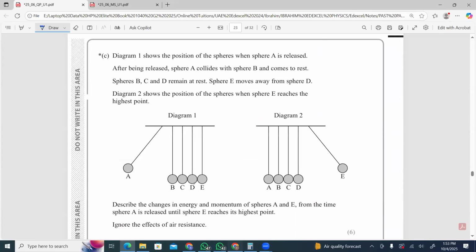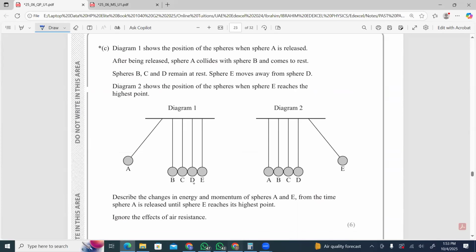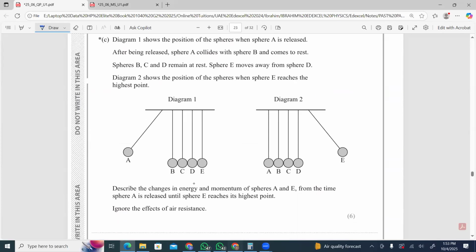Diagram 1 shows the position of the spheres when sphere A is released. After being released, sphere A collides with sphere B and comes to rest. Spheres B, C, D remain at rest. Sphere E moves away from sphere D. Okay. Diagram 2 shows the position of the spheres when sphere E reaches the highest point.